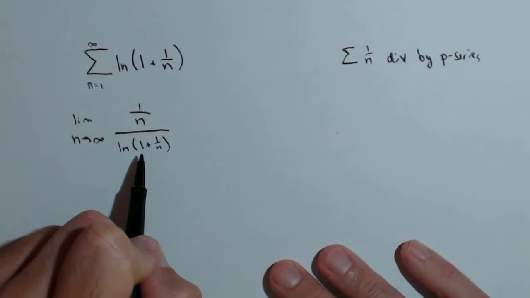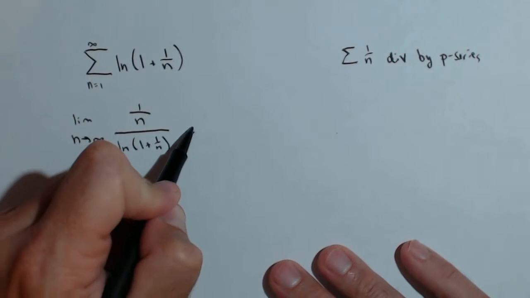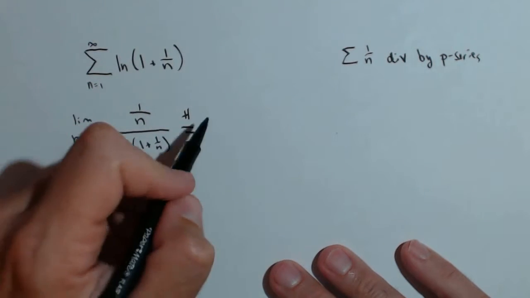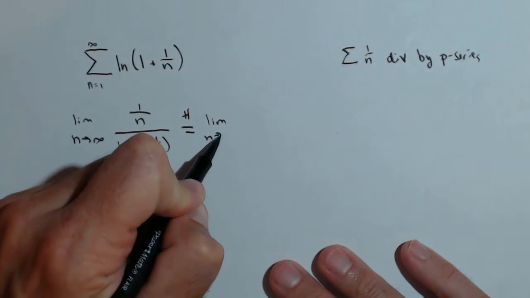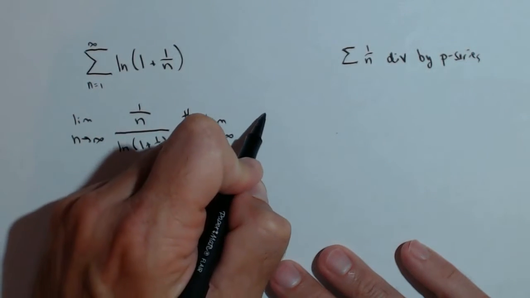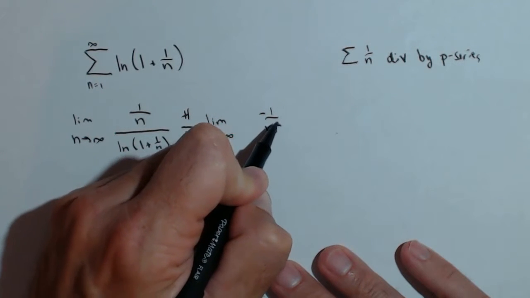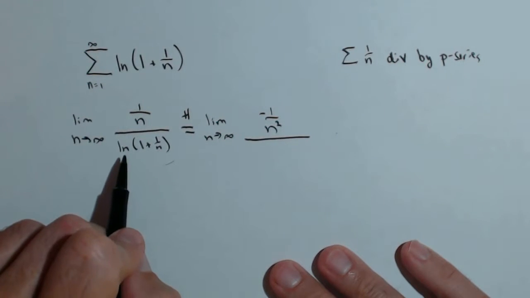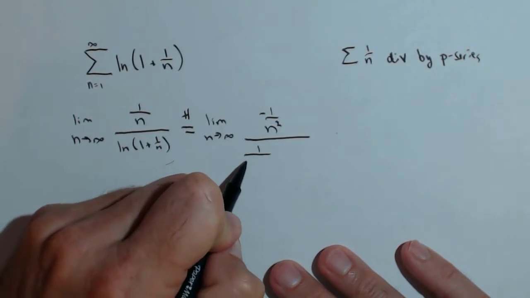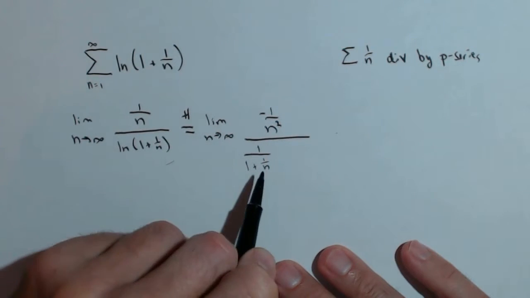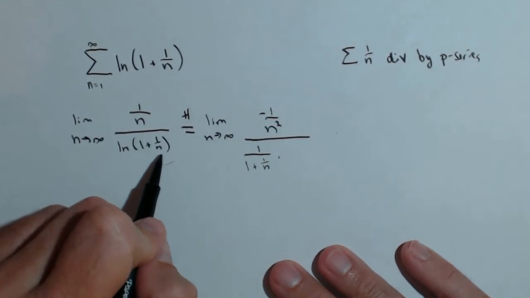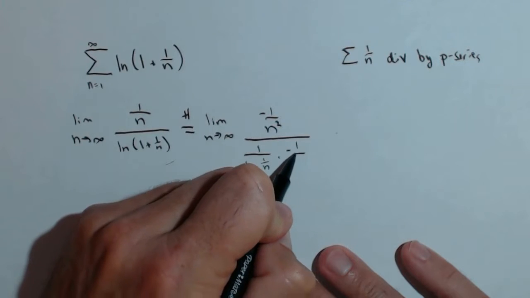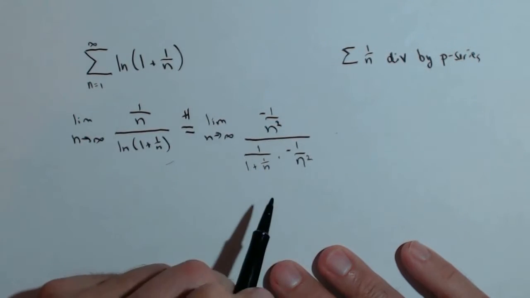Now currently we have a 0 over 0 case, which qualifies us for L'Hopital's. And that's where noticing the derivative is going to be important. So I get the limit as n goes to infinity. The derivative of 1 over n is negative 1 over n squared over, now remember we do the derivative of this separately, so it's going to be 1 over 1 plus 1 over n times the derivative of the inside. Well, the derivative of 1 is 0, so we are multiplying by the derivative of 1 over n again. So negative 1 over n squared.